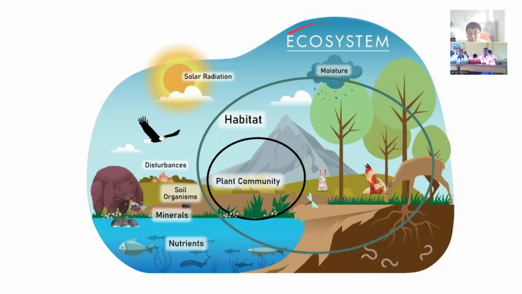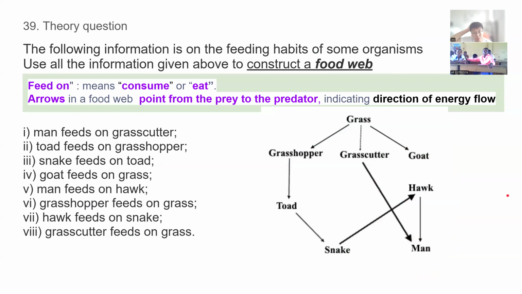This whole place where they affect each other is called the ecosystem, and a habitat is just a small part of it. For example, this forest can be a habitat and enables organisms to live, provides them food and shelter. And inside the habitat, there can be even smaller communities. So that's the general differences.